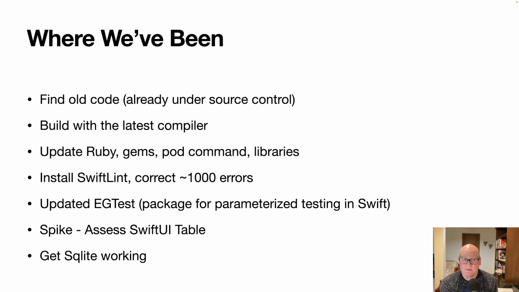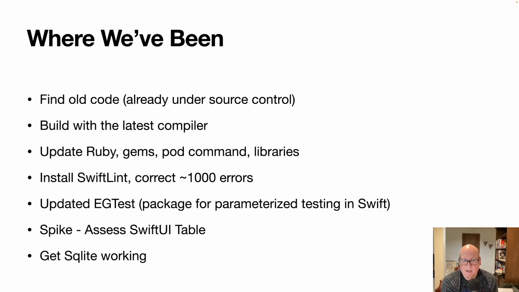Well, first thing was we just went through the mechanics of finding the old code. I thought I had to put it under source control, but it already was, so that's great. Then we took the latest compiler and did some building with it just to make sure things built, and there were a few changes we made. After that, we wanted to update the libraries to the latest version.